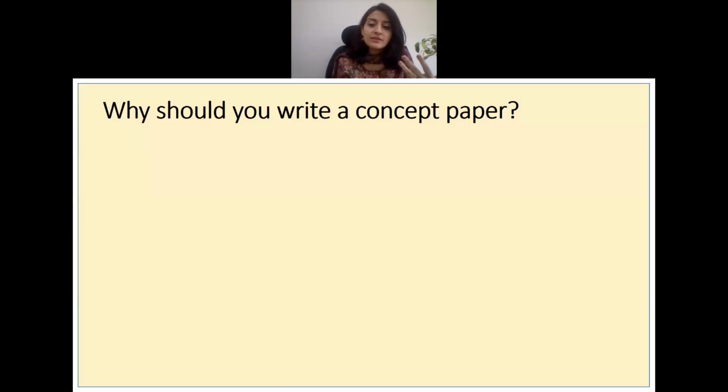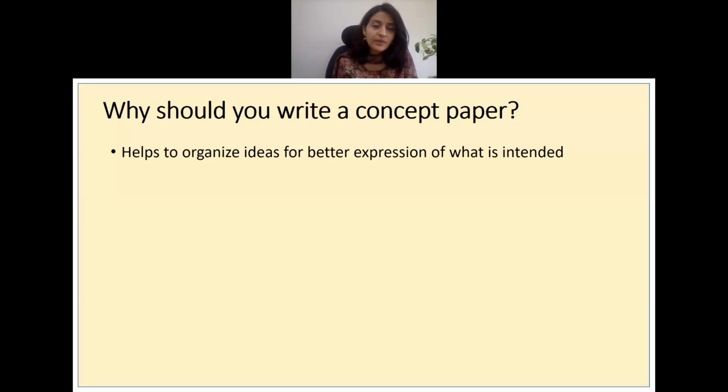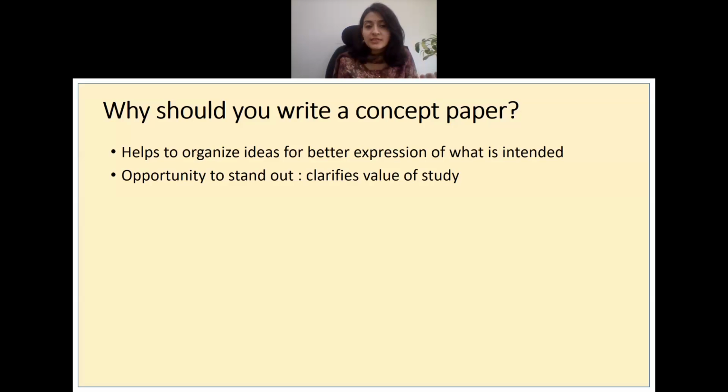So, why should you even think about writing a concept proposal? The first thing is that it helps you to organize the ideas in your mind so that you can give a better expression of what you want to do. The second thing is that it gives you an opportunity to stand out by clarifying the value of your study. Nowadays a lot of funding agencies ask you to send a concept proposal. They evaluate your idea based on it and then ask you for a full detailed proposal.